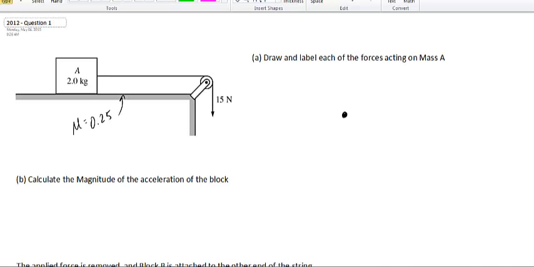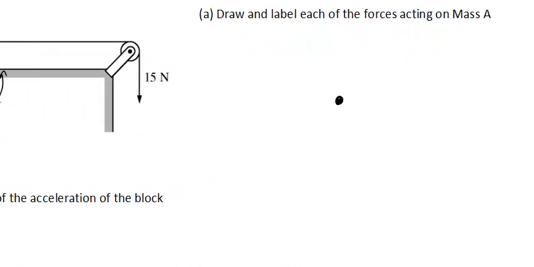In this problem we're given what looks like an Atwood machine, but at first we just have one mass A, sliding on a horizontal surface. It tells us it does have friction, it gives us that coefficient, and it tells us how much force is acting on the end of the string. First part is just to draw and label each of the forces acting on mass A, a free body diagram, basically.